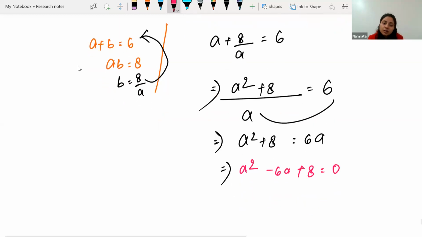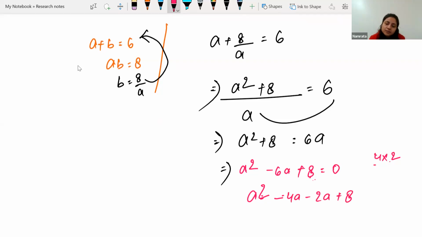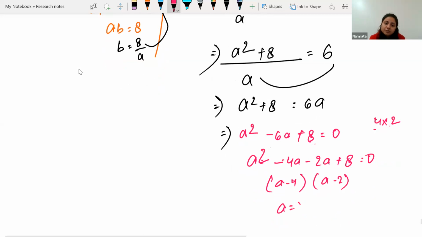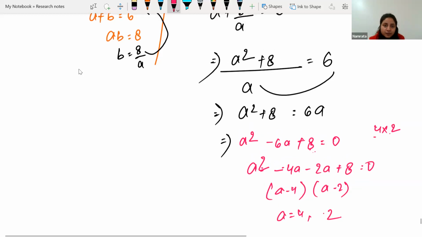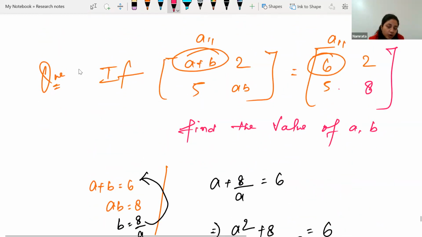Okay, so we can see what you got. No, sorry, I was telling about splitting the middle term. Yeah, splitting the middle term. So we'll be having 2 times 4 making 8, and 4 and 2 making 6. So we can say a square minus 4a minus 2a plus 8. So it will come out as (a minus 4)(a minus 2). A value will be either 4 or 2.